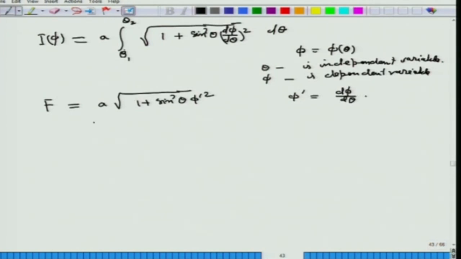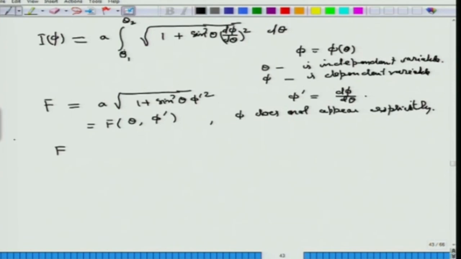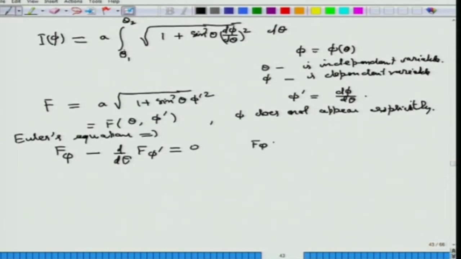So, here this is a function of theta and phi prime. Phi does not appear explicitly. So, here we will have the Euler equation. Euler's equation implies f phi minus d by d theta, in place of x we have theta, f phi prime equal to 0, and here f phi is 0.